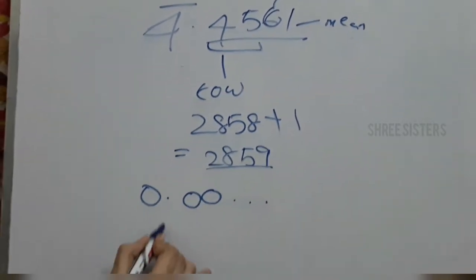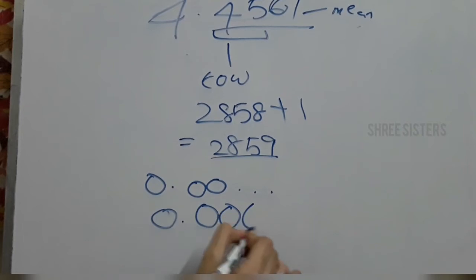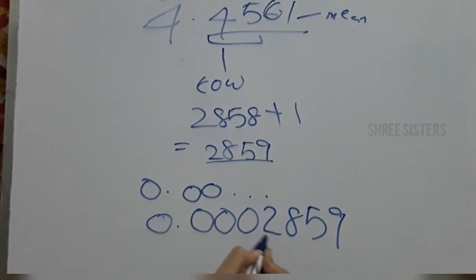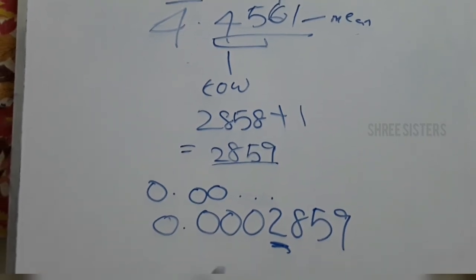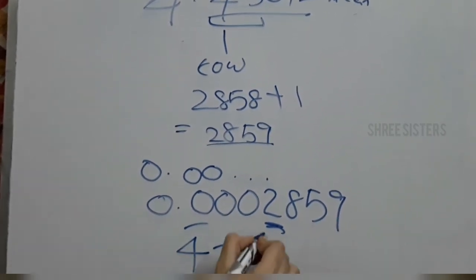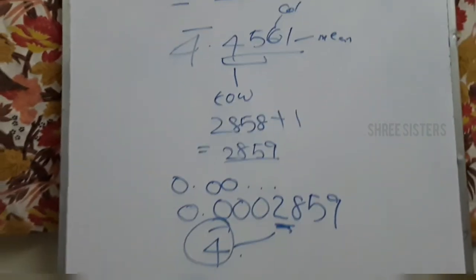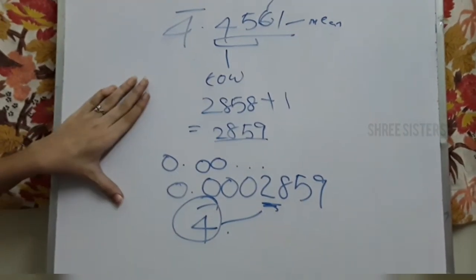How we can do that is, 0.0002859 will be the answer, because here 2 is coming in the 4th place. That is what 4 bar means. Because it's coming in the 4th place only, the characteristic is 4 bar. So this is how you have to find it for this kind of question.